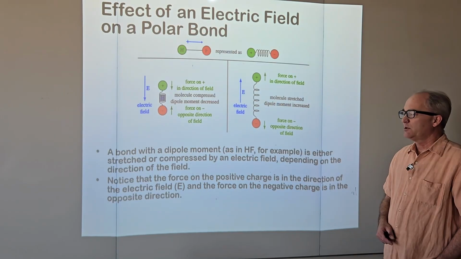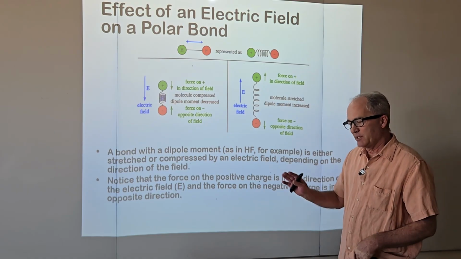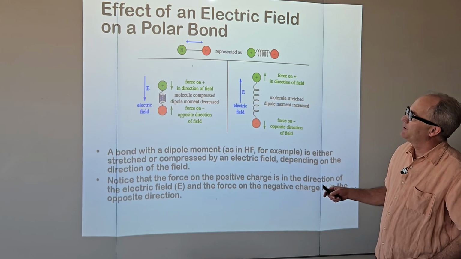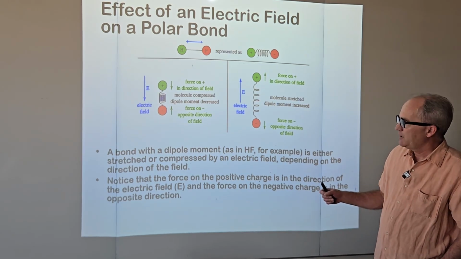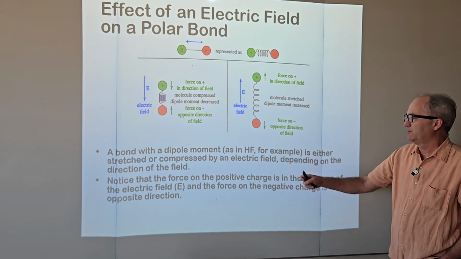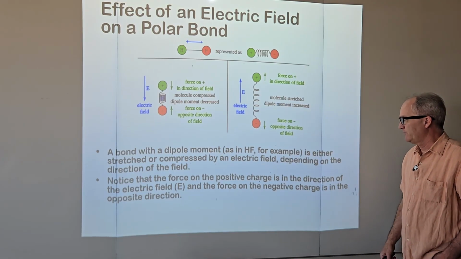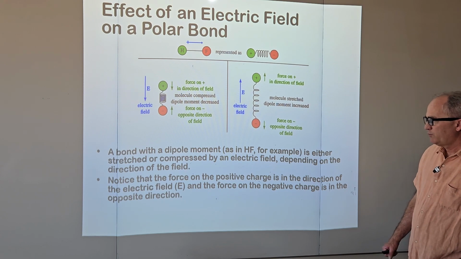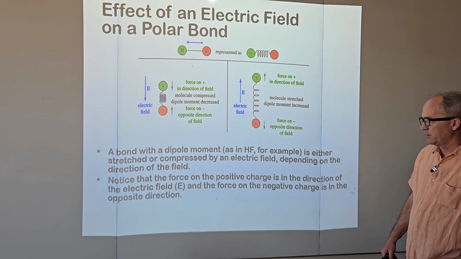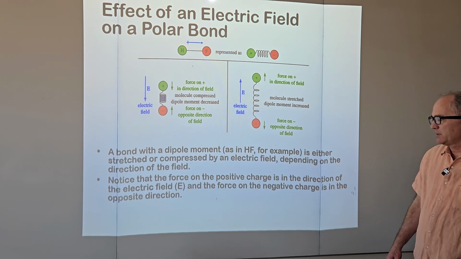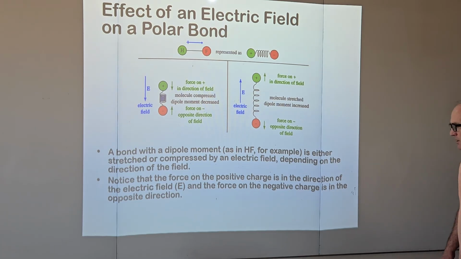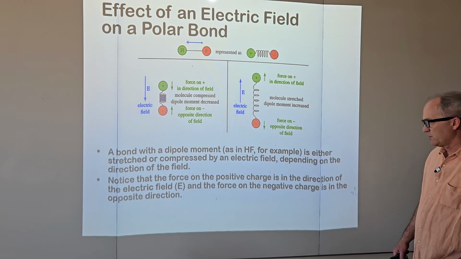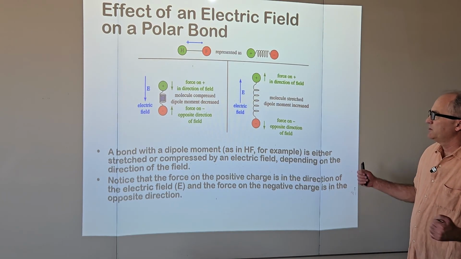Functional groups. So electromagnetic radiation has a magnetic field and an electric field. We don't need to understand any of that other than a bond with a dipole moment. The bond between hydrogen and fluoride, for example, is either stretched or compressed by an electric field, depending on the direction of the field. Notice that the force on the positive charge is in the direction of the electric field, and the force on the negative charge is in the opposite direction.